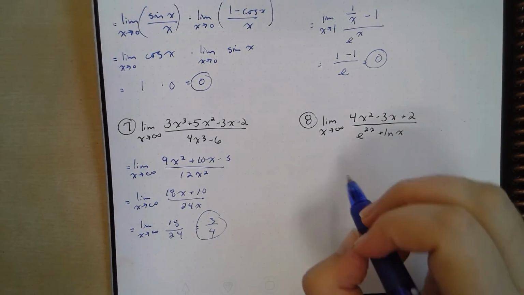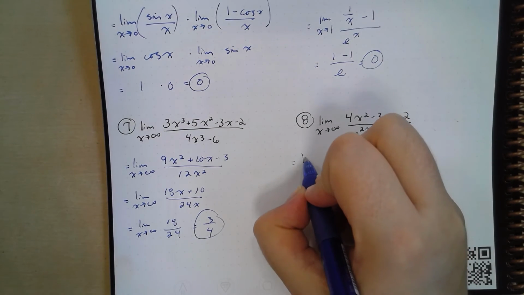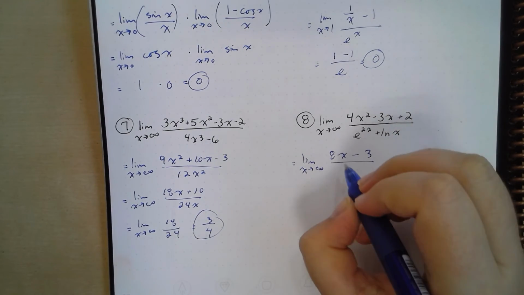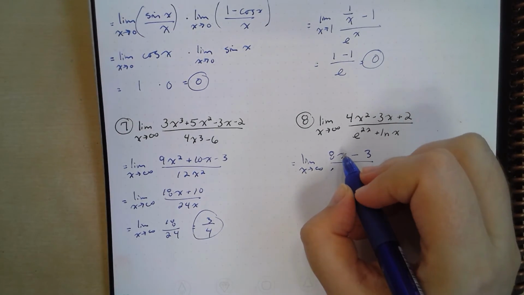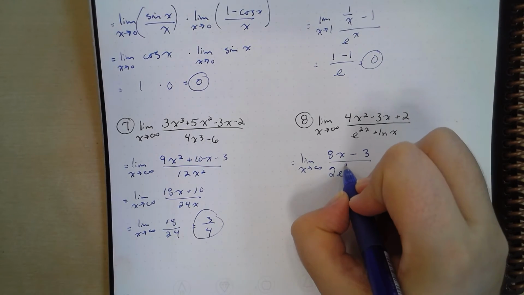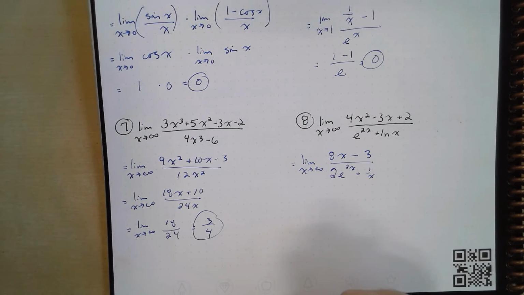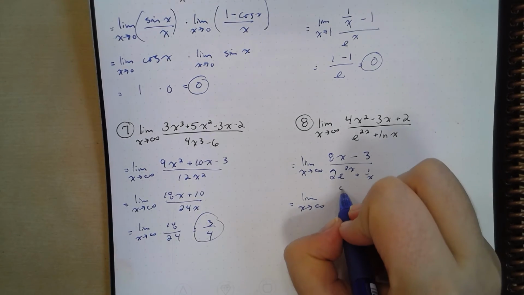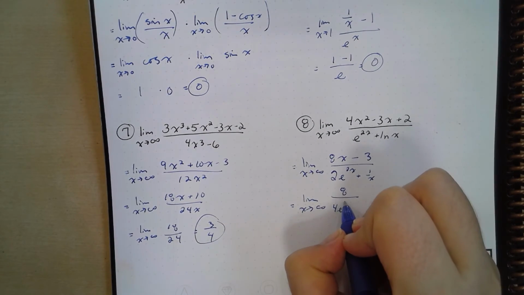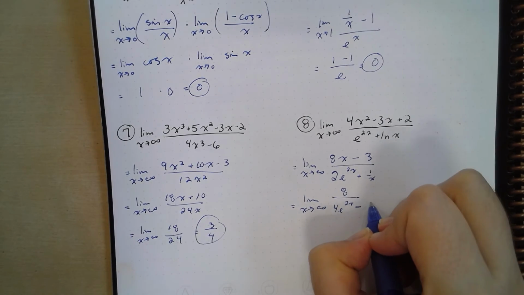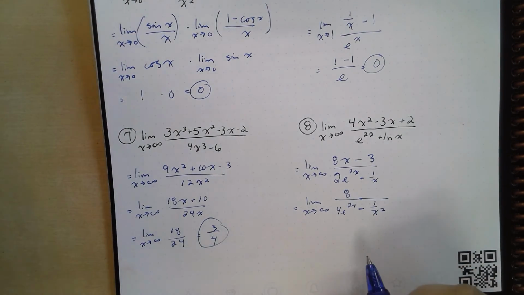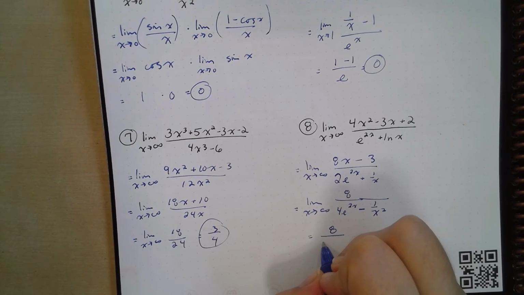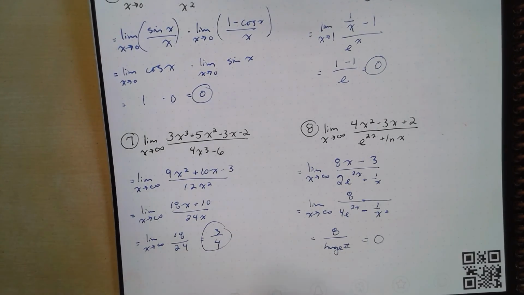And final one, the limit as x approaches infinity. We're going to take the limit as x approaches infinity of 8x minus 3 over 2e to the 2x plus 1 over x, okay? Which, I'm going to take a derivative again. The limit as x approaches infinity of 8 over 4e to the 2x minus 1 over x squared, right? So if I put an infinity here, I'm just going to get 8 over some huge number, which is just going to equal 0.